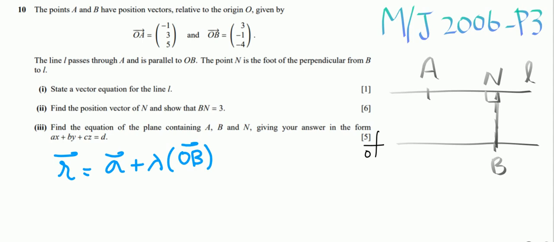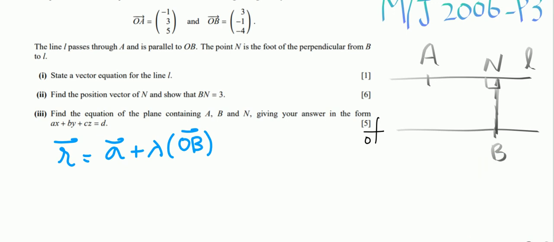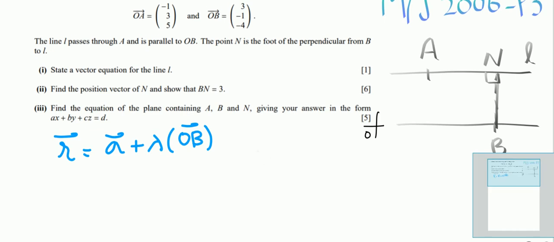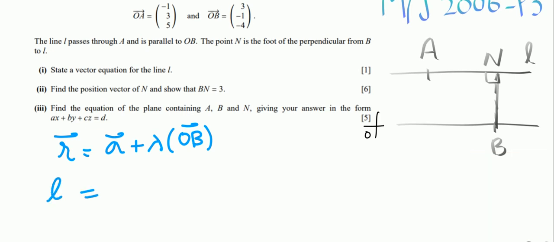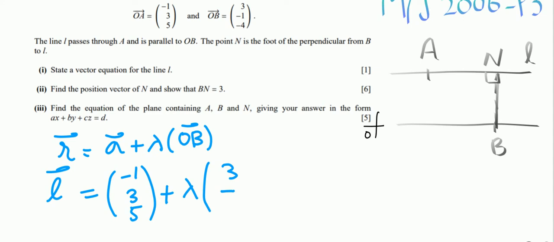Now the reason why over here we're taking the direction of OB is because OB and this line L are parallel, so their direction vectors are the same. So for the equation for line L, we can use the vector OB in place of the direction vector of this line. So if we plug in the values, line L will say (-1, 3, 5) plus lambda times (3, -1, -4). So there, that's our first part. We're done with it.